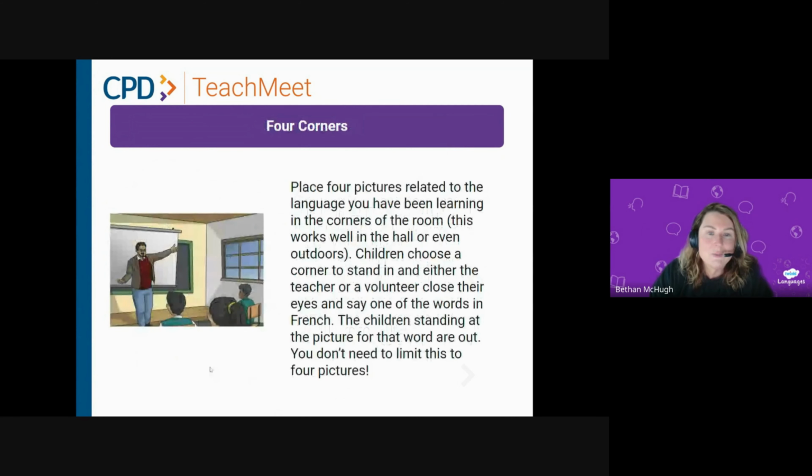Four corners. Now this one works really well. It doesn't even have to be four corners. It can be all the walls and all the corners. But say you've been learning different items of vocab, or say you've been learning about the seasons. You could have a different season in each corner of the room. Works in a hall, works outdoors.